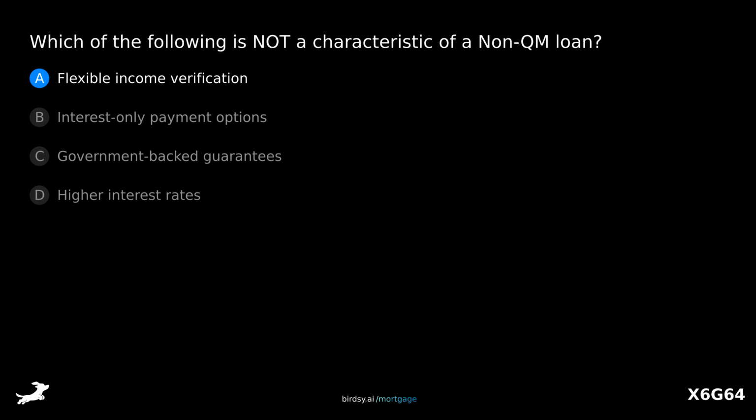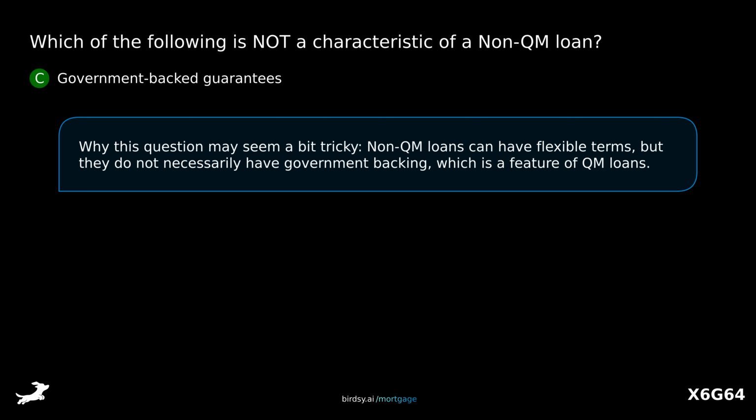Is it A. Flexible income verification? B. Interest-only payment options? C. Government-backed guarantees? Or D. Higher interest rates? The answer is C. Government-backed guarantees. Why this question may seem a bit tricky: non-QM loans can have flexible terms, but they do not necessarily have government backing, which is a feature of QM loans.